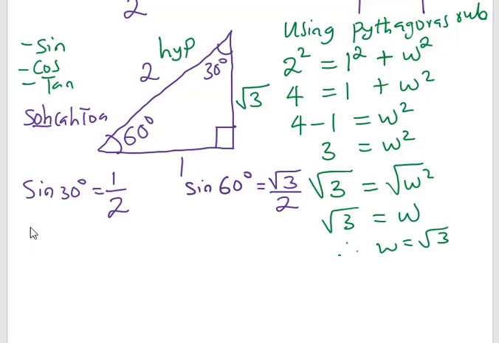Okay, let's solve for cos. So cos 30 degrees and also cos 60 degrees. We're solving for two angles. Cos 30, cos is what?